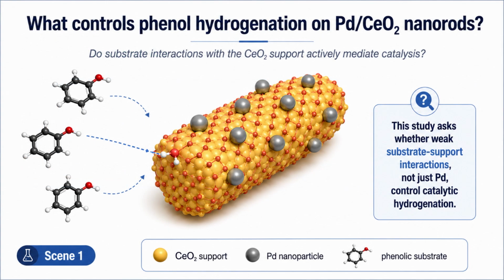In heterogeneous catalysis, the active metal is often treated as the main reaction site, while the support is viewed as a passive scaffold. In this work, we asked a broader question: how do substrate-support interactions influence hydrogenation on Pd/CeO2 nanorods?